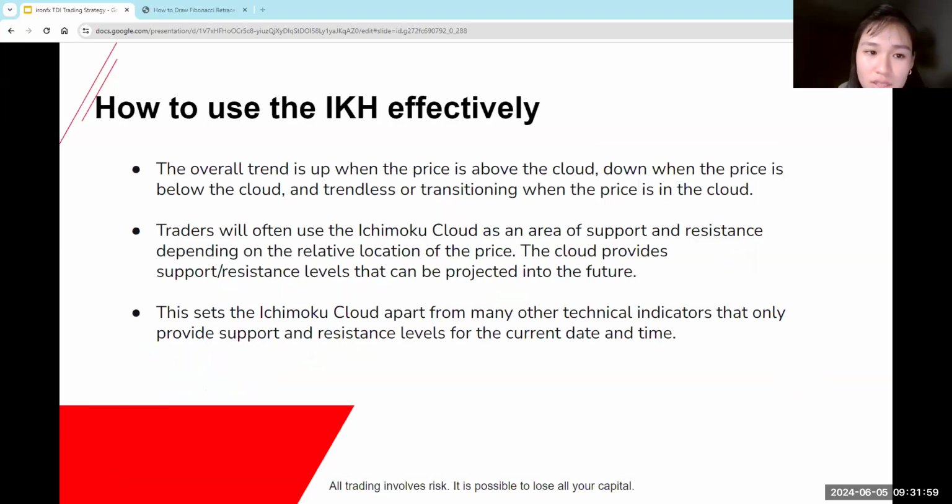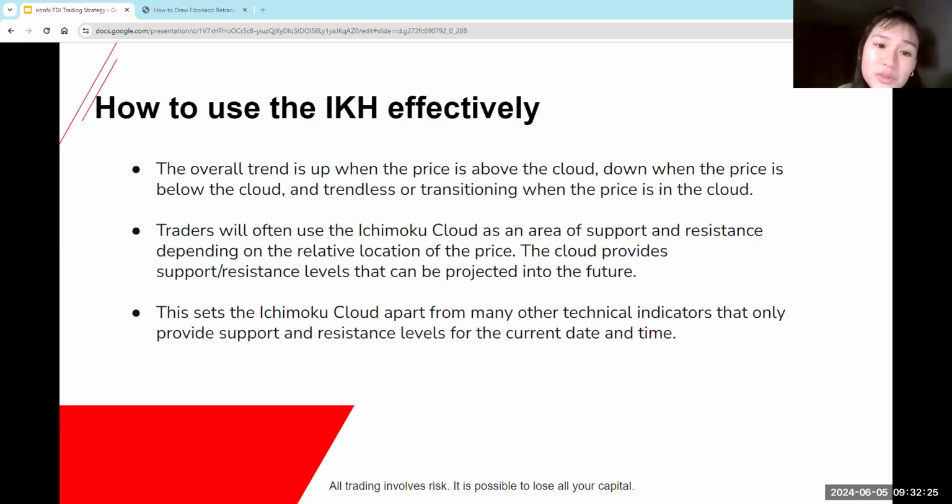Okay, so how to use the Ichimoku effectively? IKH stands for Ichimoku Kinko Hyo. So it's just basically your Ichimoku. The overall trend is up when the price is above the cloud and down when the price is below the cloud. Trendless or transitioning when the price is within the cloud. So that's basically what I was mentioning earlier.